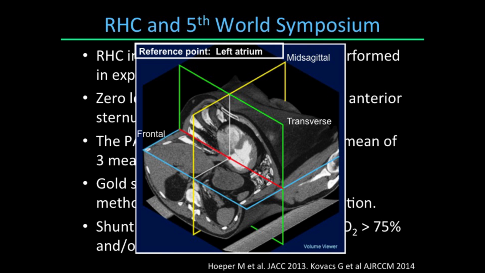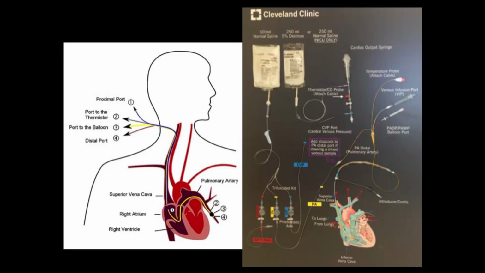This is how you zero the catheter. You have these 3 planes: the frontal, the transverse, and the mid-sagittal plane, and this will correspond to the mid-axillary line between the base of the xiphoid process and the bed where the patient is lying. So half of that, and then the 4th intercostal space will be the other plane, and that's where you want to put your transducer.